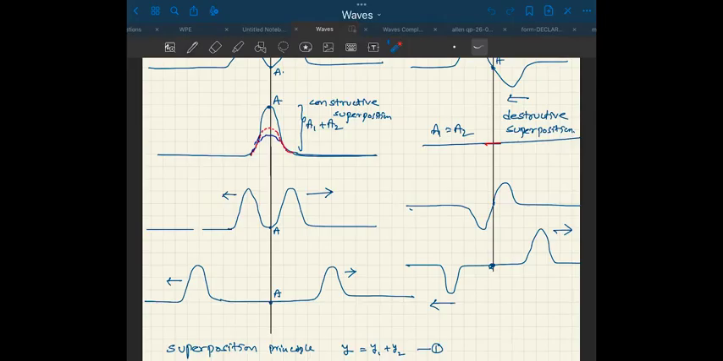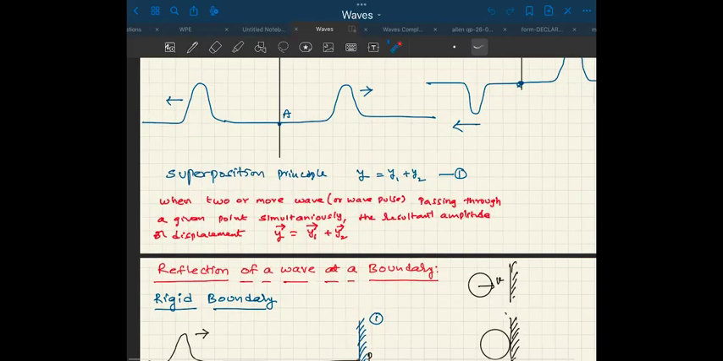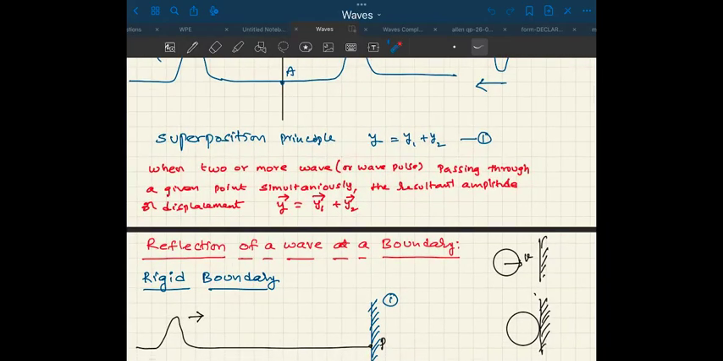Right. Now, in general, the superposition is described as a function, y is equal to y1 plus y2. Same thing you have done in electric fields also, E1 bar plus E2 bar. When two or more waves or wave pulses pass through a given point simultaneously, which means at the same time, the resultant amplitude or displacement is given by this equation: y is y1 plus y2. This is the superposition principle.